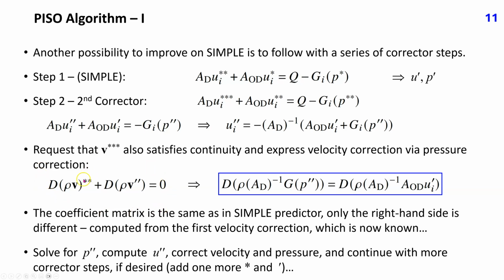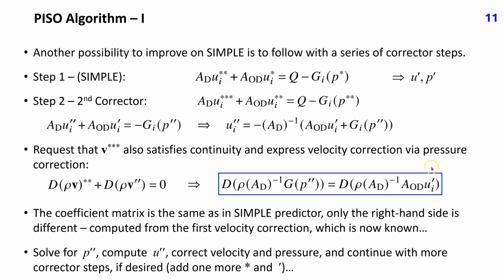Because v double star already satisfies the continuity equation, only the divergence of the second term remains. We express the second velocity correction using this expression, which leads to the following equation for the second pressure correction. The coefficient matrix in this equation is the same as in SIMPLE predictor, only the right-hand side is different. It is computed from the first velocity correction, which is now known.